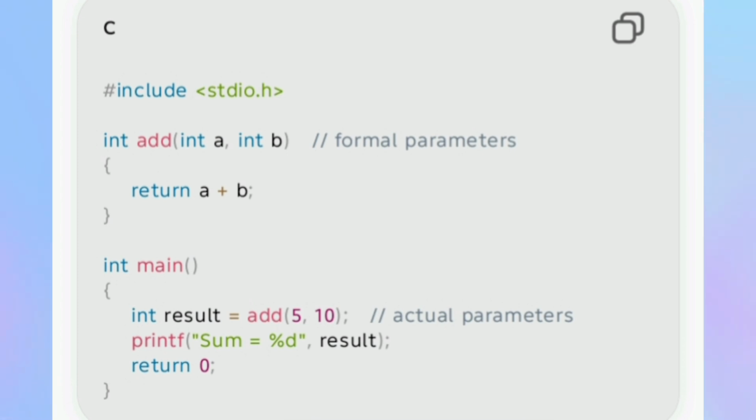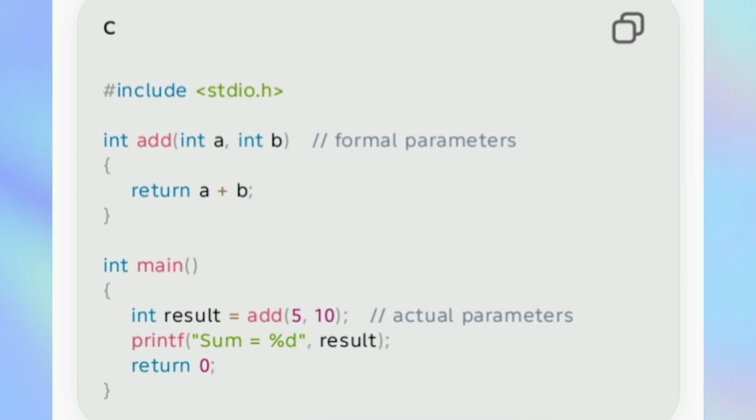#include <stdio.h>, int add(int a, int b), the formal parameters, return a + b. Int main, int result = add(5, 10), printf("sum = %d", result), return 0. Int main, that's why I need to put return 0. What is a formal argument, and what is an actual argument? The formal argument passes the argument with data type in the function parameters, that is called formal parameters. What are the actual parameters?